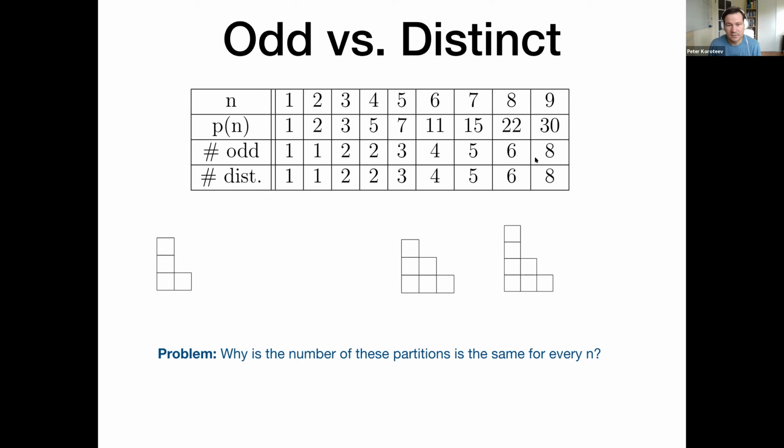So let's try to understand why the number of those types of partitions are the same for every n. So it's a pattern. Now we need to prove the theorem. The theorem says that the number of odd partitions is equal to the number of distinct partitions.